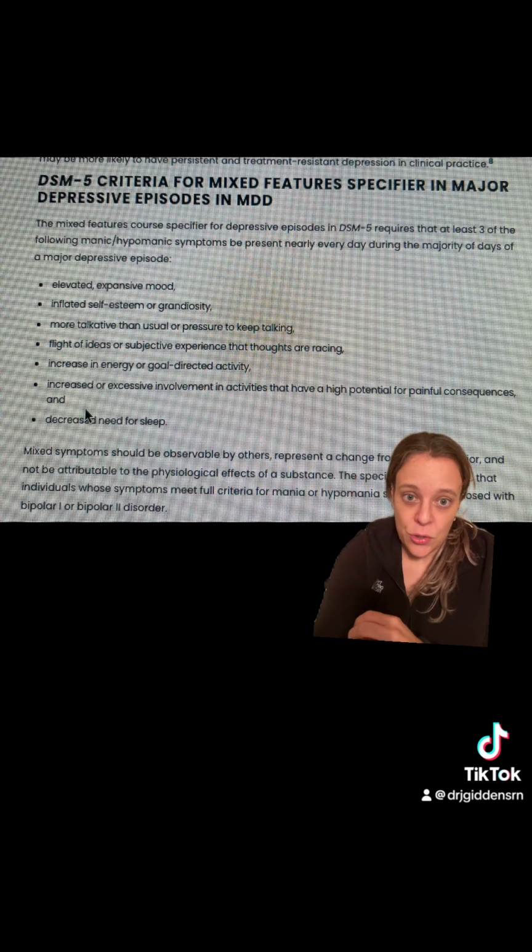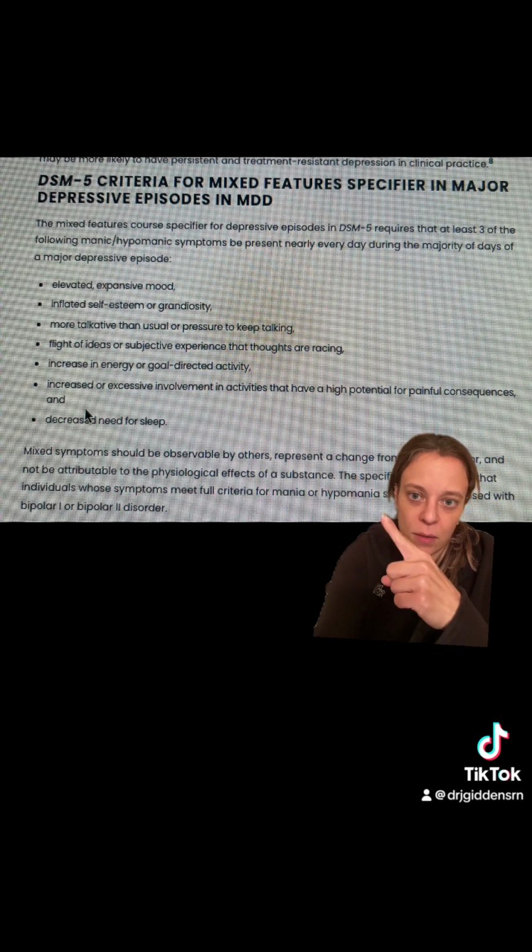The mixed features specifier is very helpful because when a patient does not meet the full criteria for hypomania or mania but has some of these symptoms, we can make sure that we list that in their diagnosis. So a patient may come in with predominantly major depressive disorder symptoms, but they may also come in with some of these symptoms that are listed here.